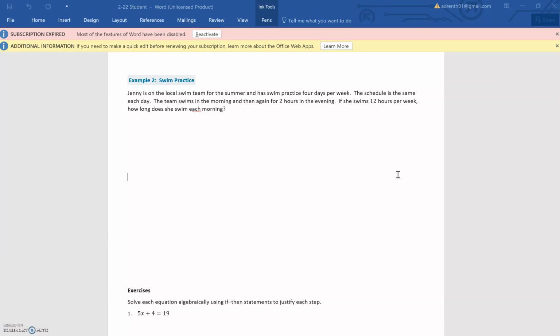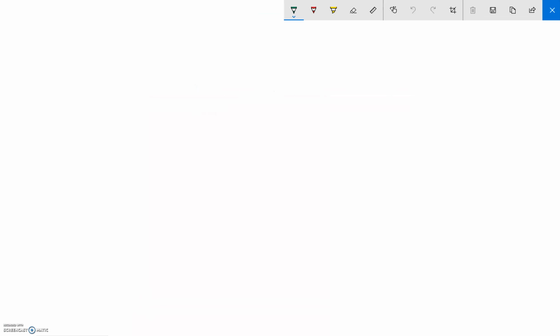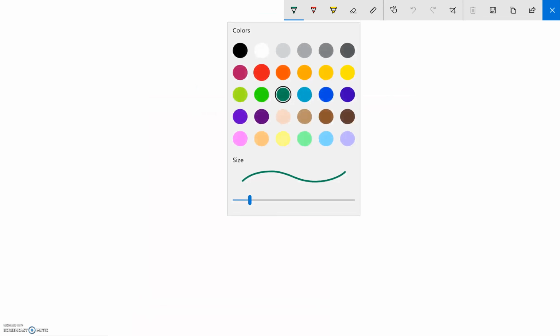So feel free to read through that a couple of times. We know it's about swim practice. There's several things we know, and then there's one thing that we do not know. We don't know how long she swims each morning. So you can write in the space provided, and I'm going to write on another slide here. Let's start with what we know.